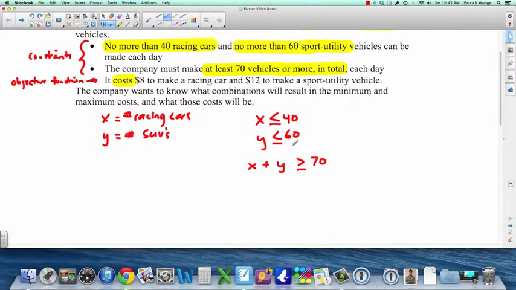There's actually two other constraints that come up all the time in questions like this. Do you remember what they are? What can X and Y not be? What kind of numbers when we're talking about racing cars and SUVs? They can't be negative.